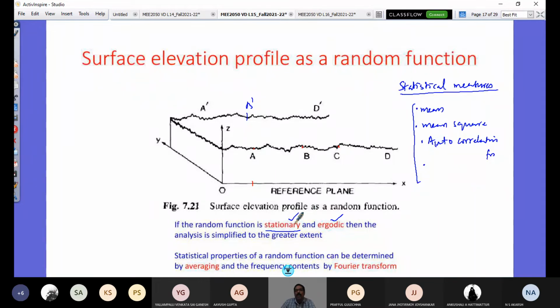You know what is meant by a stationary signal and an ergodic signal of a random function. These statistical parameters are determined by the principle of averaging, and the frequency content is obtained through a Fourier transform. In mathematics, we have the Fourier series and Fourier transform. The Fourier series decomposes periodic functions, and the Fourier transform decomposes a random function, and you are able to represent this road variation, given as a function of distance, as a function of spatial frequency.